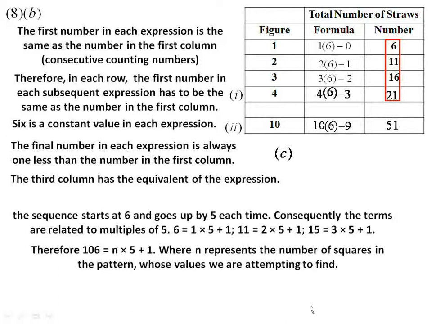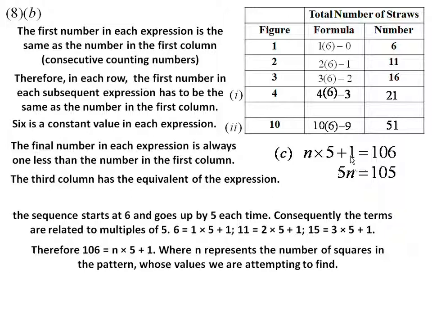Therefore, 106 must be some number multiplied by 5 plus 1, which is what we are saying right here. And we can just say it simply because we are saying that 6 is some number multiplied by 5 plus 1, 16 is some number multiplied by 5 plus 1, 21 and also 51 is some number multiplied by 5 plus 1. There we have it. So 106 is equal to some number multiplied by 5 plus 1, or 5 times the number, 5n plus 1 is equal to 106, and we need to solve that problem.